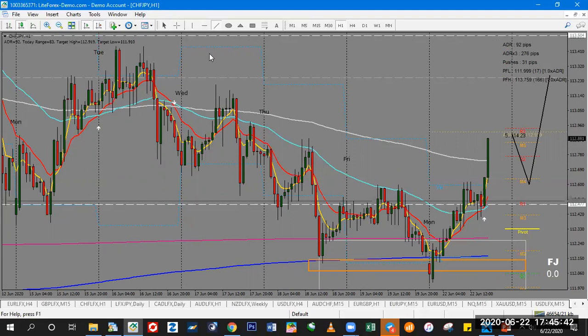So I can show how I do my analysis, coming from the higher time frame going down to the lower time frames. So are we together?